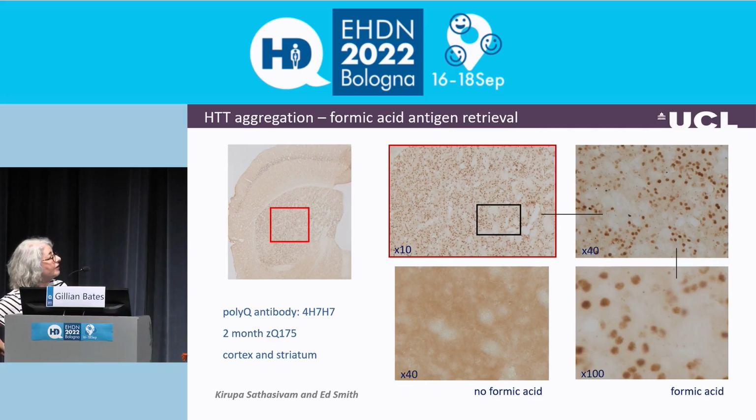So this is all 2 months of age. Here again, we see aggregation in the striatum, layer 4 of the cortex, and as we go to higher power, each of these are cell nuclei. While we haven't proven this, I would suspect that every medium spiny neuron in the striatum of the ZQ mouse is full of aggregated Huntingtin at 2 months of age. So it occurs very, very early.